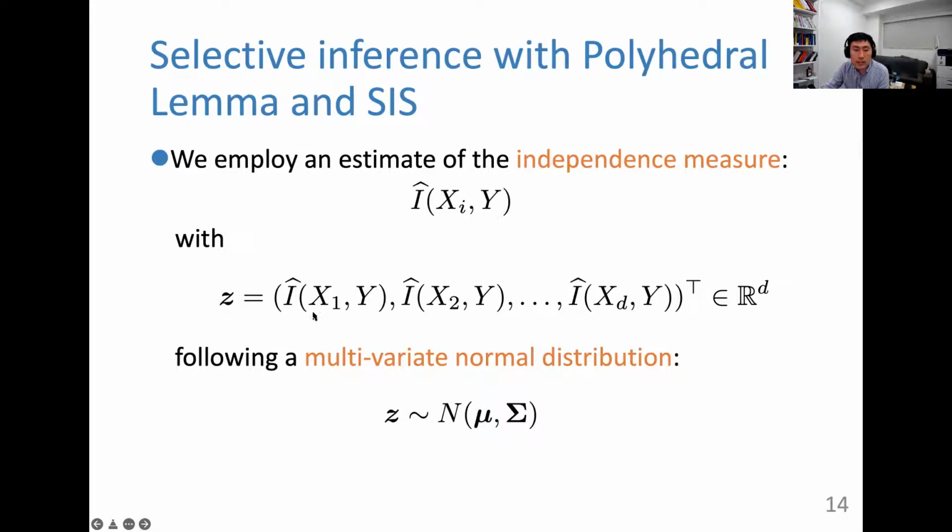where each element of Z is an estimate of an independence measure, for features 1, 2, 3, up to D. This could be HSIC of the first feature and output Y, the second feature and output Y, and so on. We assume that Z follows a multivariate normal distribution with mean mu and covariance sigma. This is the assumption at this point.